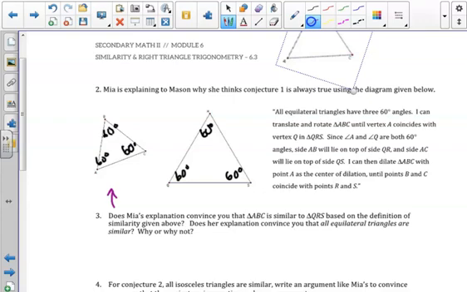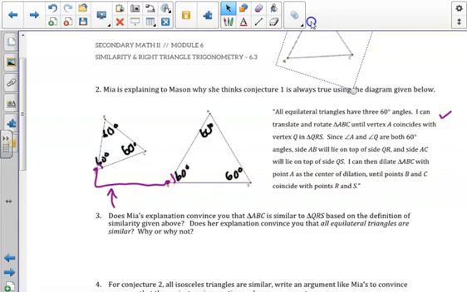Mia's explanation that the triangles are similar includes first translating and rotating triangle ABC until this vertex A coincides or lies on top of vertex Q. That would be the first transformation that she's discussing in her explanation. Then she says, since A and Q are both 60 degrees, which we can see they are, so they are equal in measure, side AB will lie on top of side QR.